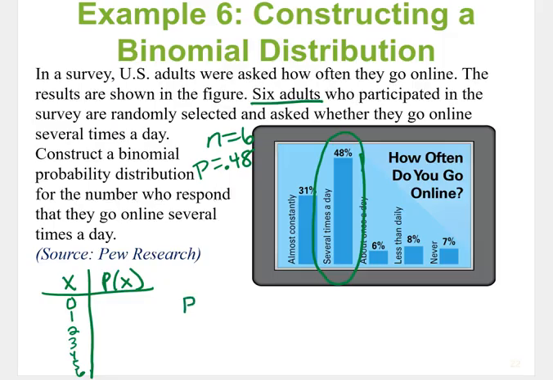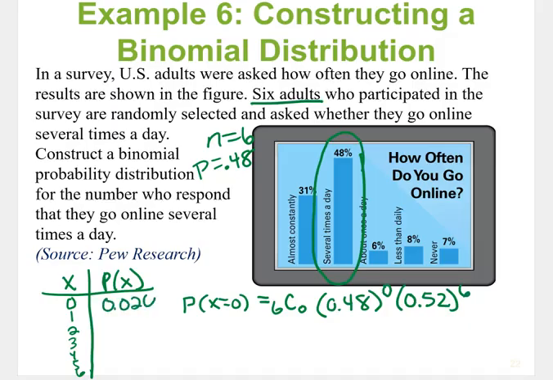But so we would start by finding X equals 0. So that is going to be 6 choose 0, and then we're going to do 0.48 raised to the 0 power. And then our failure is 0.52, and we want that to be 6. So we put all that in our calculator, and we should get about 0.020. And then we would repeat the process, right? We'd go X equals 1, and then so on and so forth, and do that repeatedly over and over.